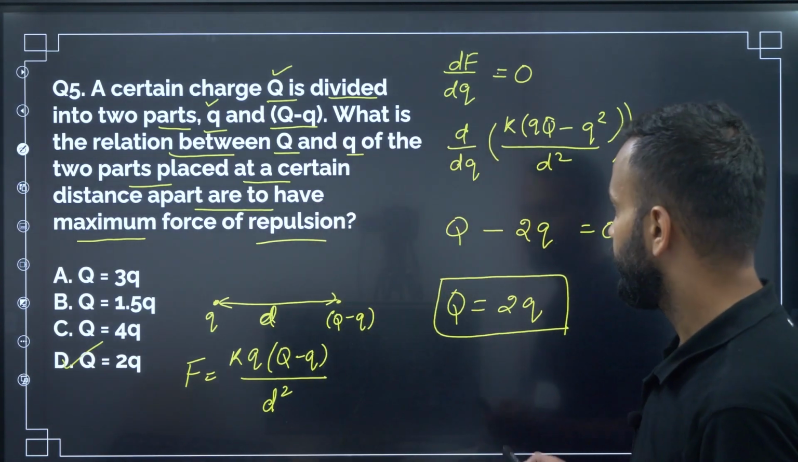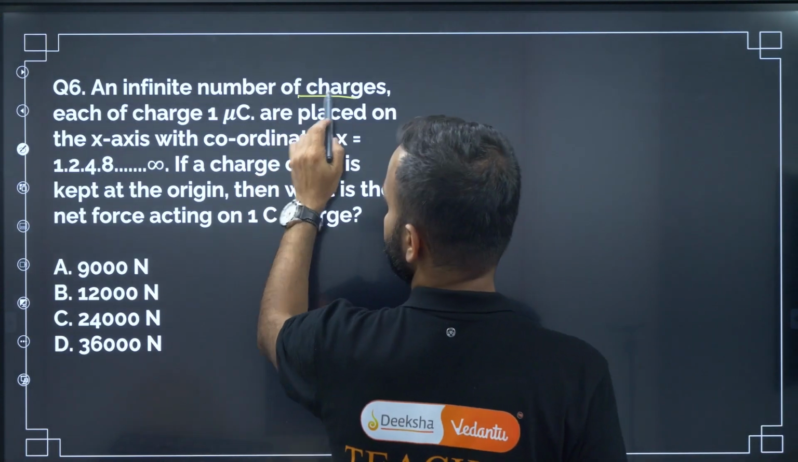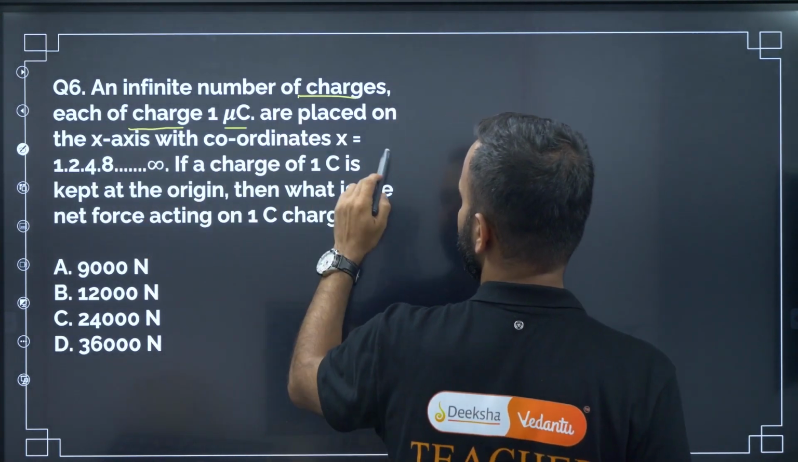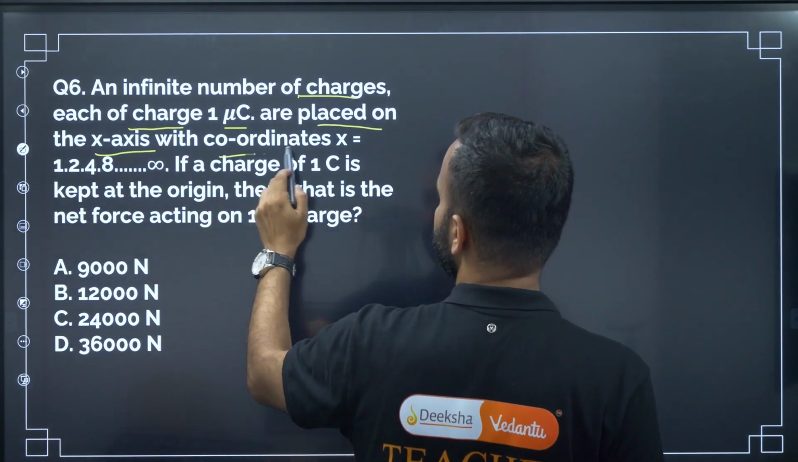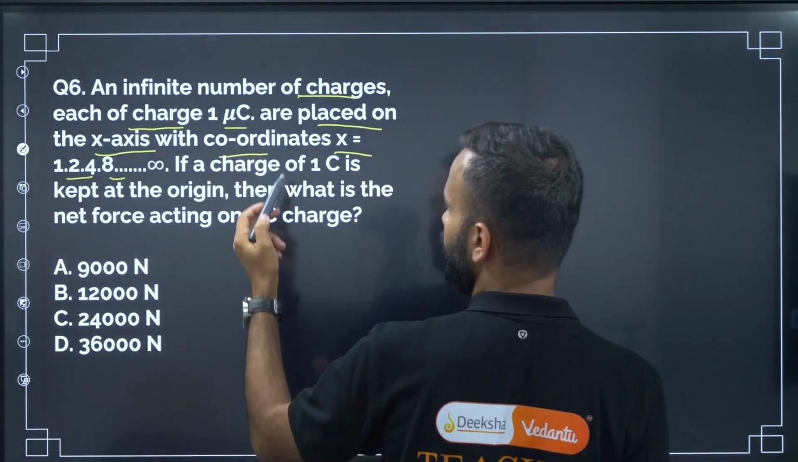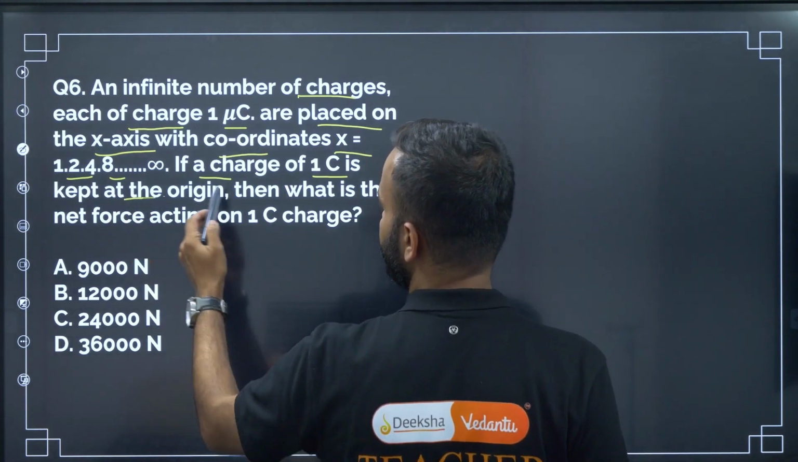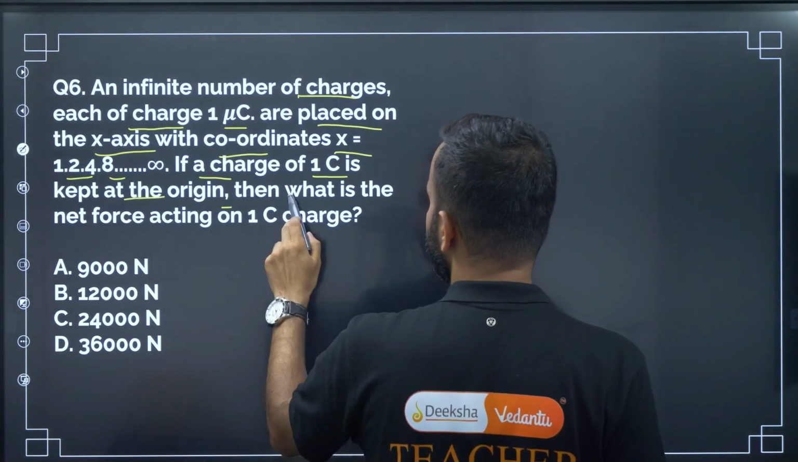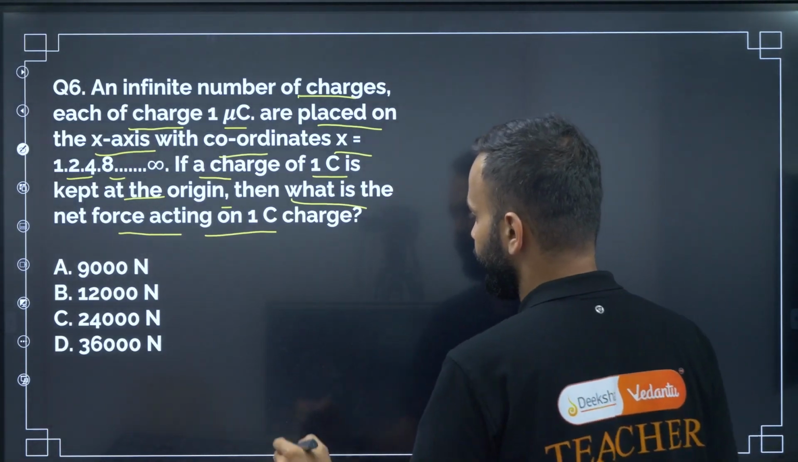Next question, question number 6. An infinite number of charges, each of charge 1 microcoulomb, are placed on the x-axis with coordinates x equal to 1, 2, 4, 8 and so on to infinity. If a charge of 1 coulomb is kept at the origin, then what is the net force acting on the 1 coulomb charge?